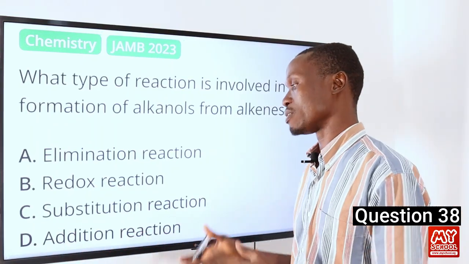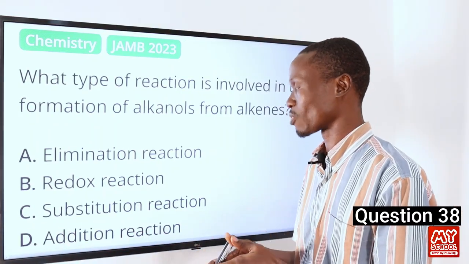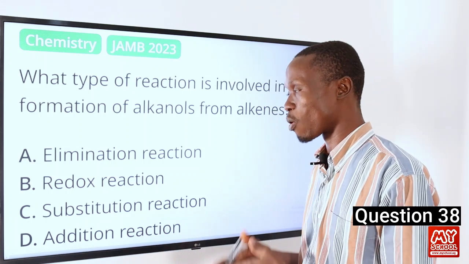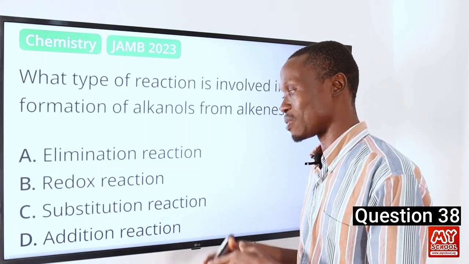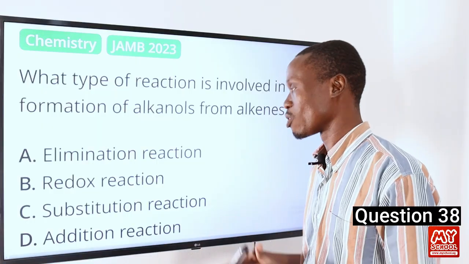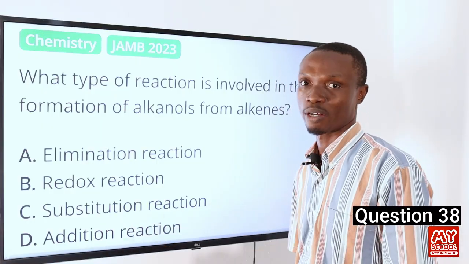Option D is the answer, addition reaction. In addition reaction, the carbon-carbon double bond of the alkene is broken and an alkyl group is added to the carbon atom, resulting in the formation of alcohol. So option D is the correct option.